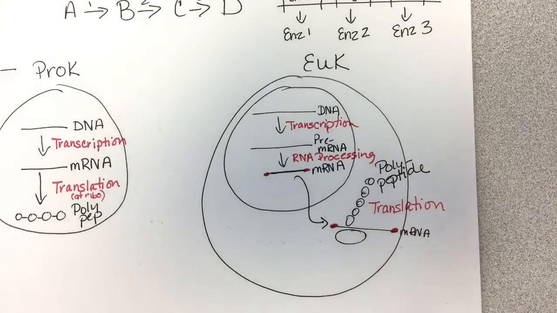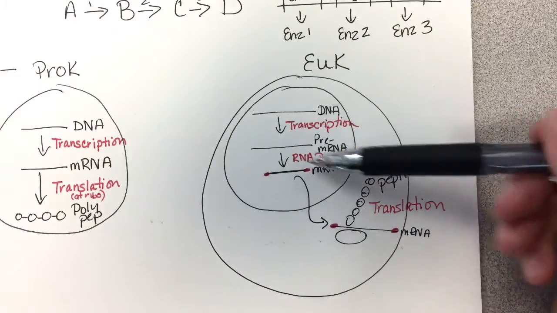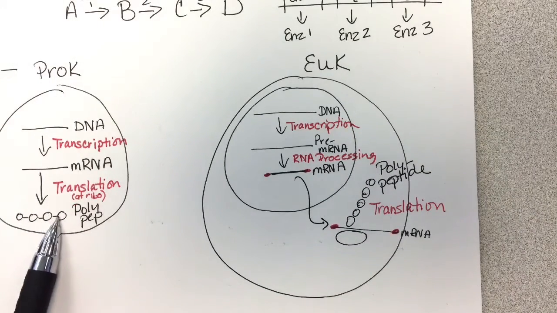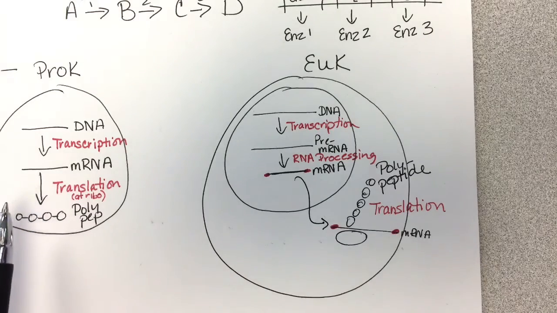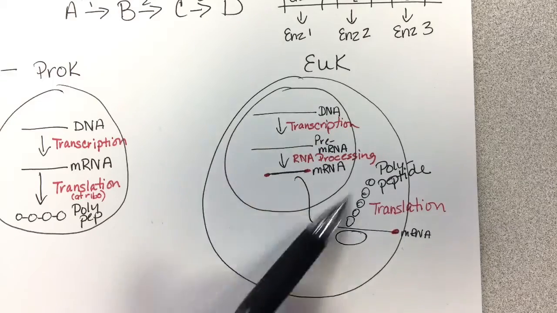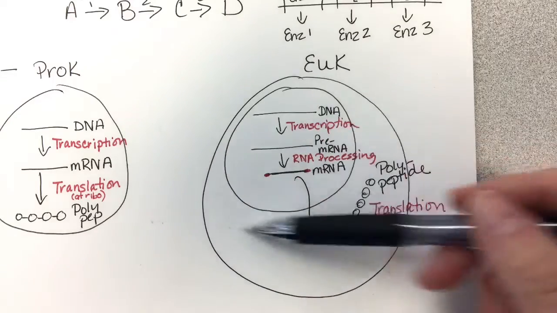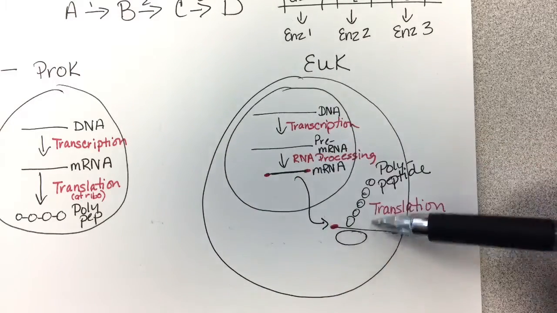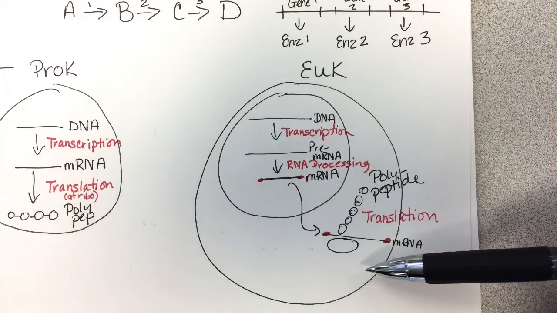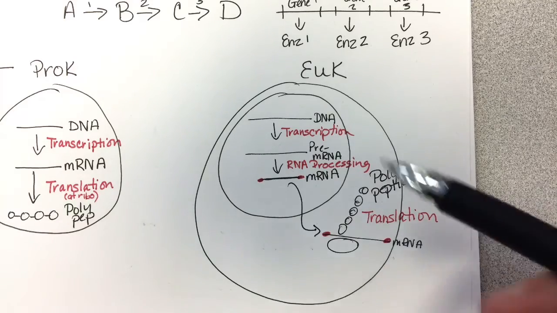So a couple of things different in prokaryotic versus eukaryotic cells is the addition of RNA processing. Prokaryotic cells do not have that because they do not have introns, so there's nothing to cut out. And so therefore, there's that extra step, and then also the compartmentalizing, that these happen in the nucleus and this happens outside in the cytoplasm. All right, so that's another big difference between them.